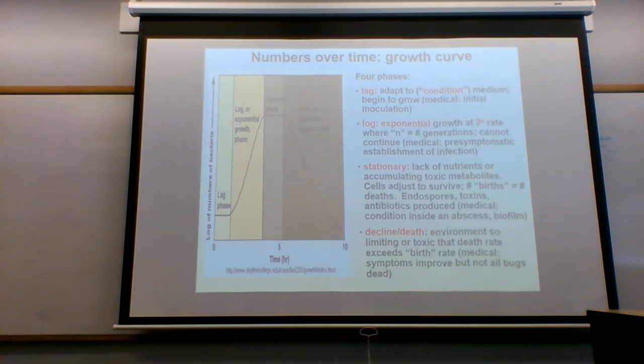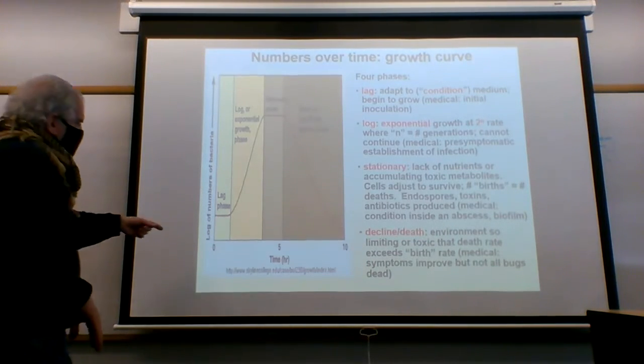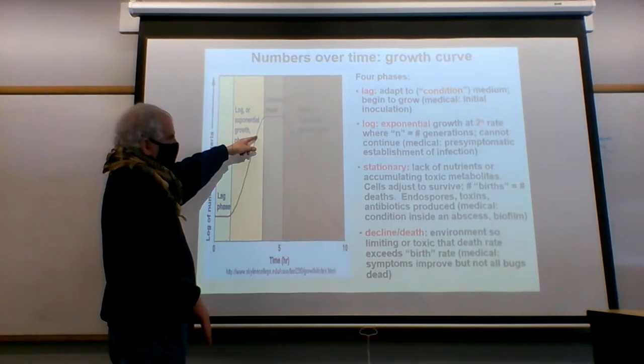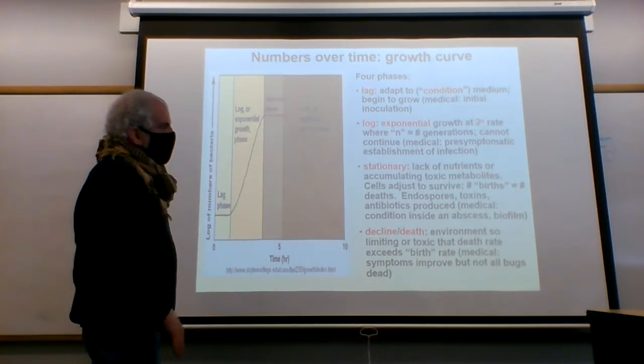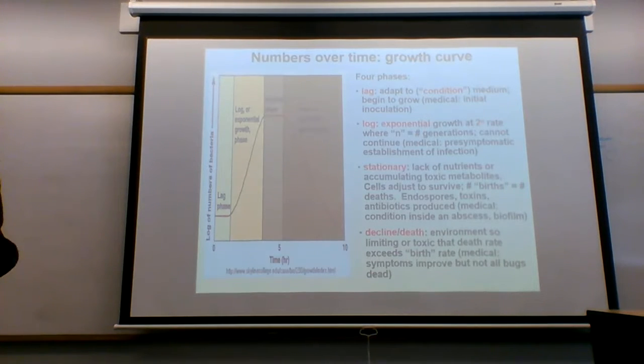The bacteria are sort of figuring out what the conditions are. They begin assessing what kinds of food there is, what the different sugars and nutrients are, and what they need to do to start breaking these things down, and they begin to set up shop. And you then get into the log or exponential phase. This is where we have growth at a logarithmic or exponential kind of rate. So n is the number of generations.